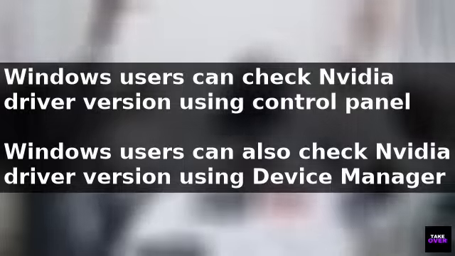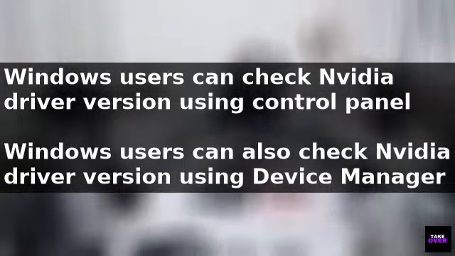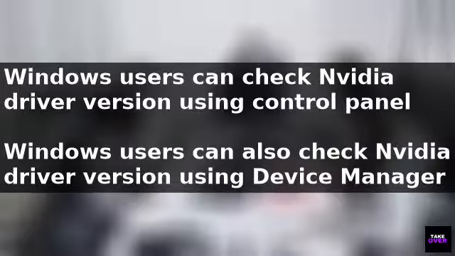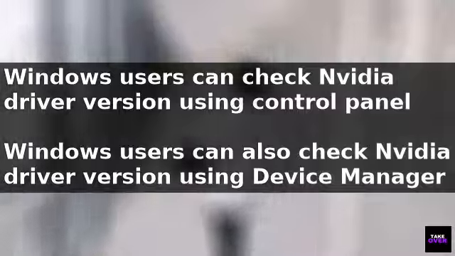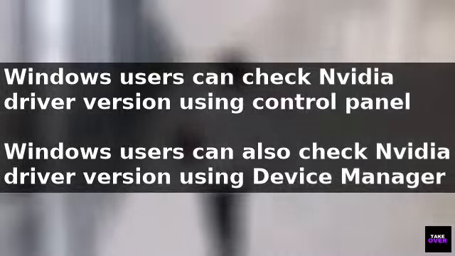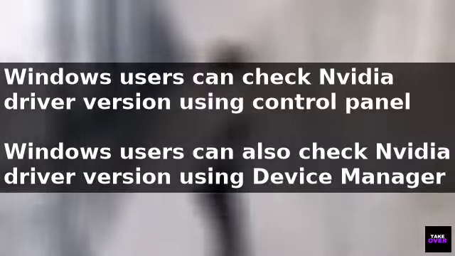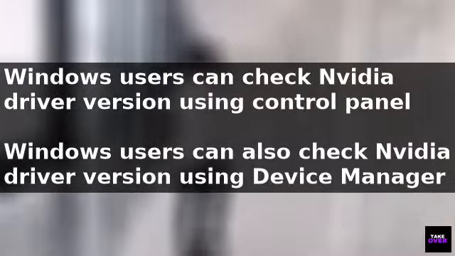To check your Nvidia driver version, the approach varies depending on your operating system. The most common operating systems compatible with Nvidia cards are Windows and Linux. On Windows, there are 3 methods: using the Nvidia Control Panel, Device Manager, or Command Prompt.